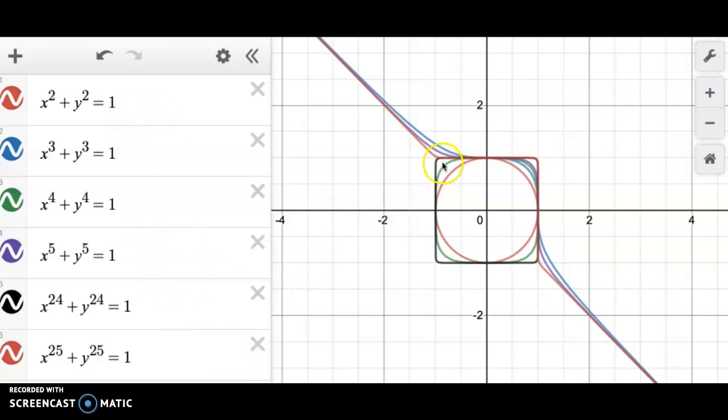And sure enough, as you can see, the power of 25 follows a similar pattern to that of the power of 5 and power of 3, while the power of 24 follows a similar pattern to that of the power of 4 and the circle that we created in the beginning. So it appears that these graphs are approaching this square that happens to have vertices at (1, 0), (0, 1), (-1, 0), and (0, -1).